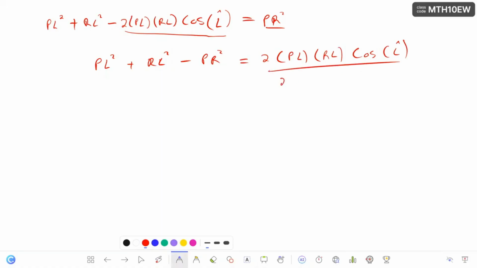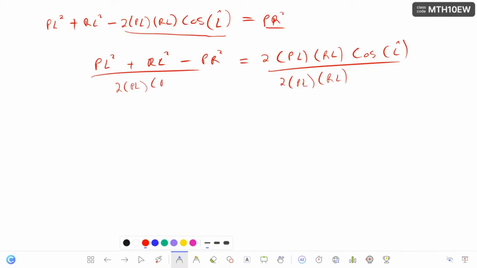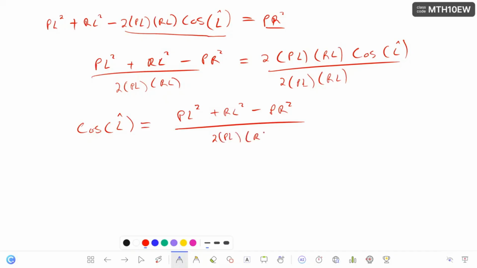So dividing by 2PL RL, now we have cos of L is equal to PL squared plus RL squared minus PR squared, all over 2PL RL.